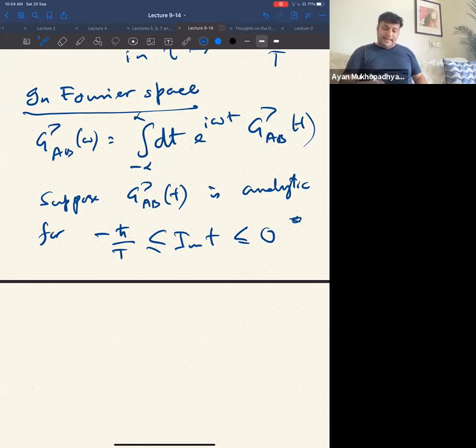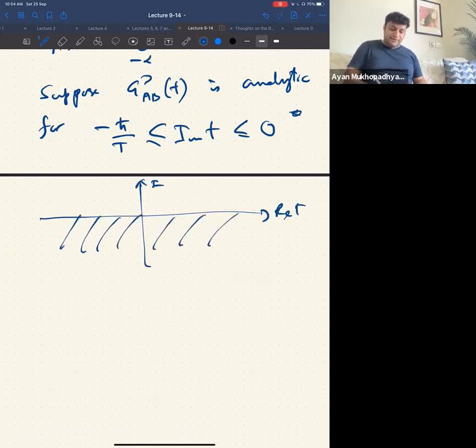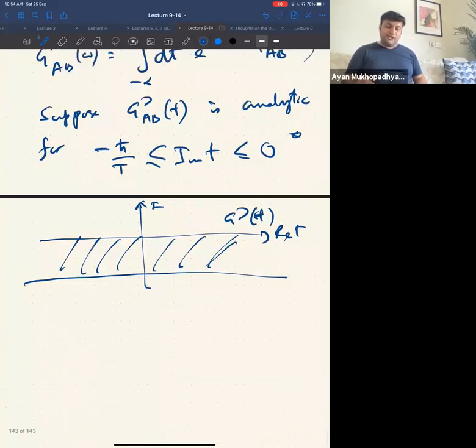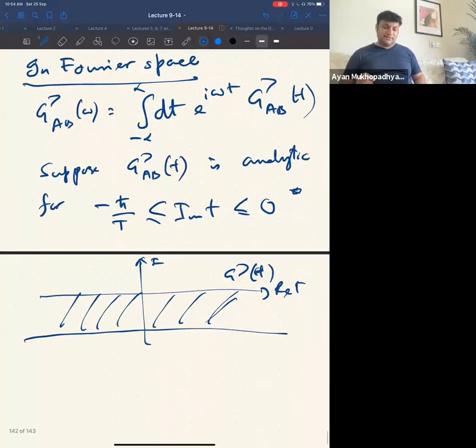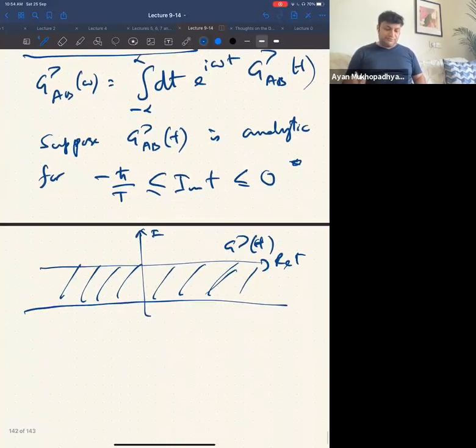Suppose G greater is analytic in this strip. Basically it means that if I take real t and imaginary time, then it is analytic in this strip, which is here. So G greater t is analytic here. For the moment, let us assume this is true. I'll show this is indeed true in any quantum field theory, but just for the moment, I assume this is true.